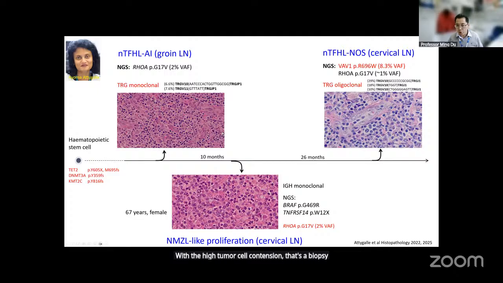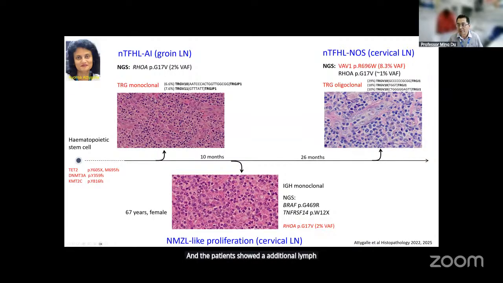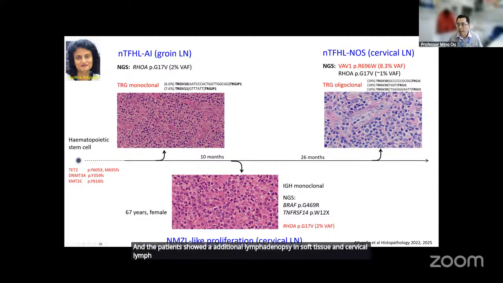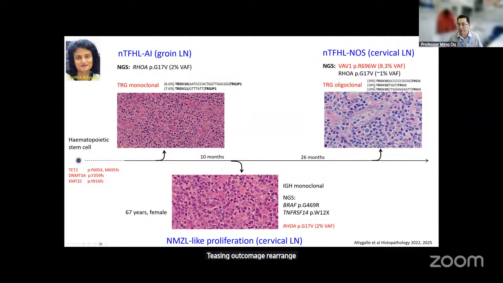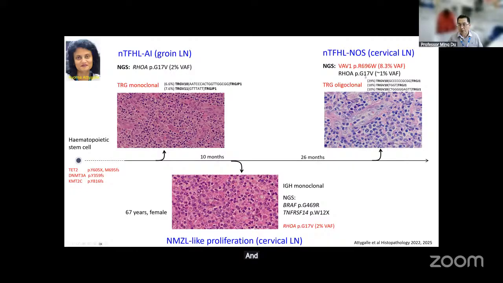The patient was treated and clinically followed up, and 26 months after initial diagnosis, the patient showed additional lymphadenopathy in soft tissue and cervical lymph nodes. We had the opportunity to study the cervical lymph nodes, and here we demonstrate there are three TCR gamma rearrangements with different clonal sizes, therefore probably representing different T cell populations. We identified the BRAF mutation, and again we still see very low levels of the RHOA mutation.